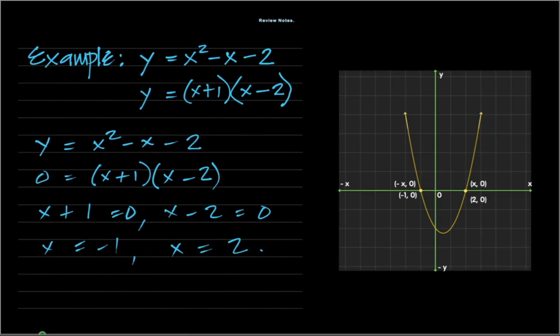So the points will be -1, 0. And here will be 2, 0. So these are the x-intercepts. So look at the graph. This is what it says it is. -1 and 0 and 2 and 0.